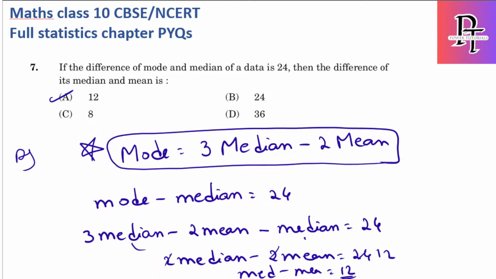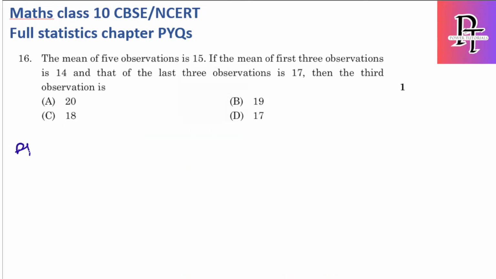Let's move to the next MCQ. The mean of 5 observations is 15. The mean of the first 3 observations is 14. The mean of the last 2 observations is 17. Then find the third observation. So simple.